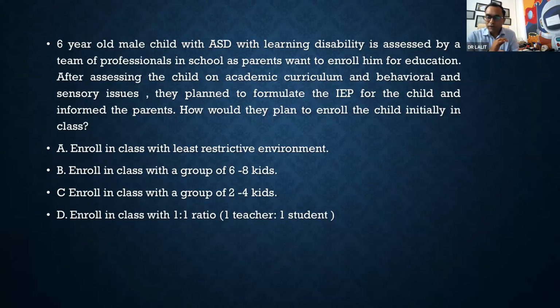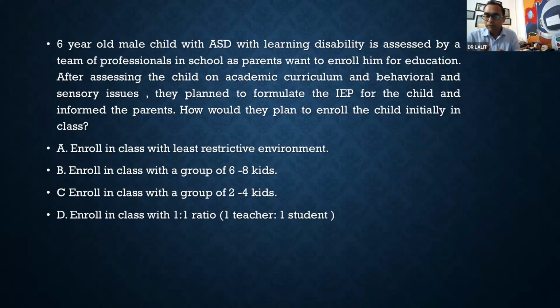We do not want to give the child the maximum restriction. Initially, we want the child in this setting. This is the concept of inclusive education. We always talk about inclusive education when we are giving 1:1. We are not talking about inclusive when the child has been enrolled in special education. We don't want a child in a special school. We want the child to be enrolled in inclusive. We talk about inclusive education so much. So that is the concept of IEP.